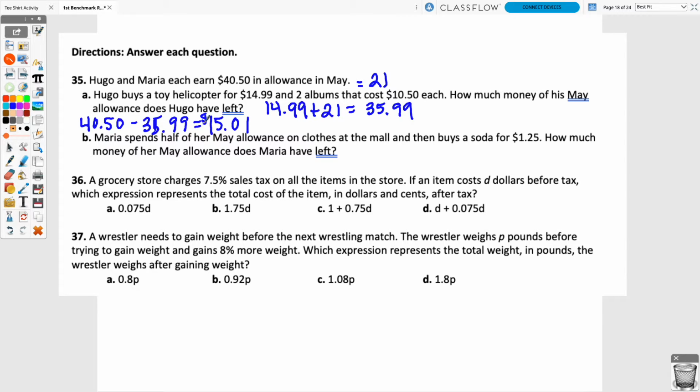So let's see, if we ended up with something different, what did we do differently? Claire? I got $4.51. Okay, so where did we mess up?